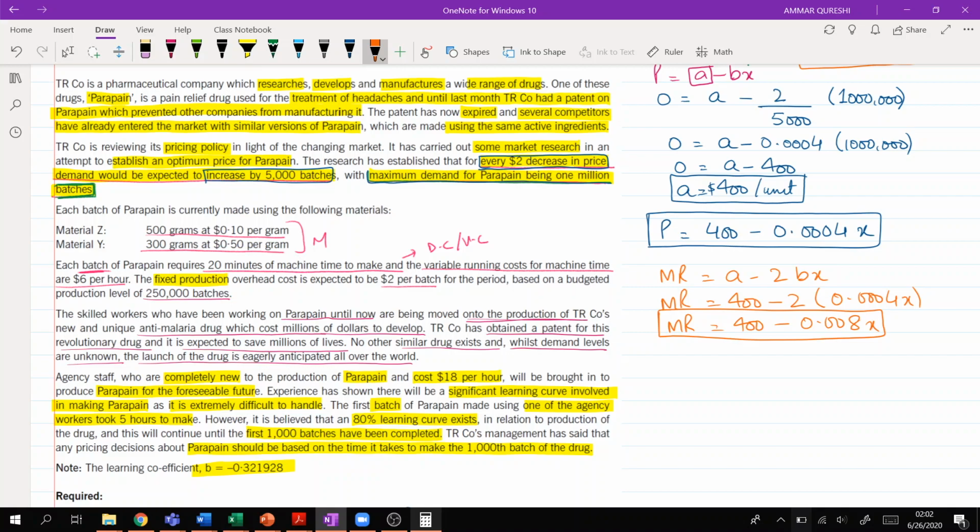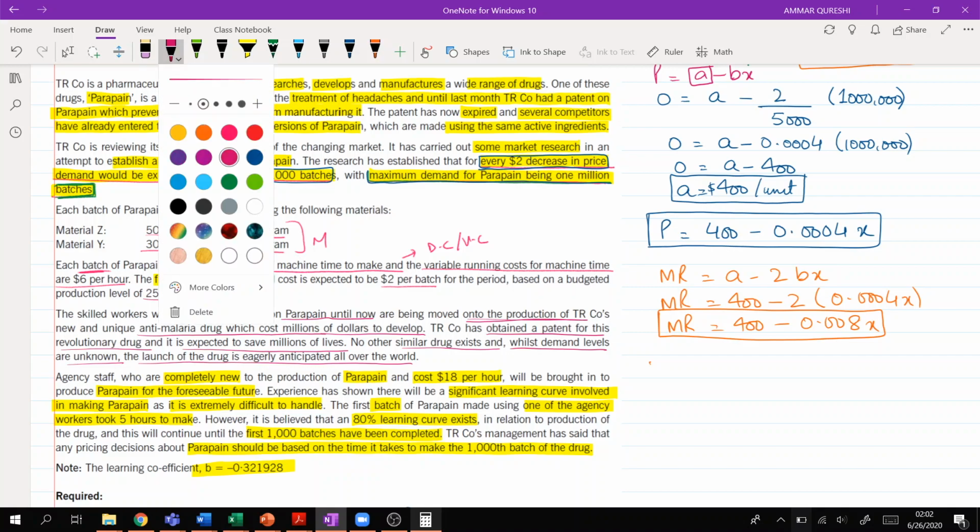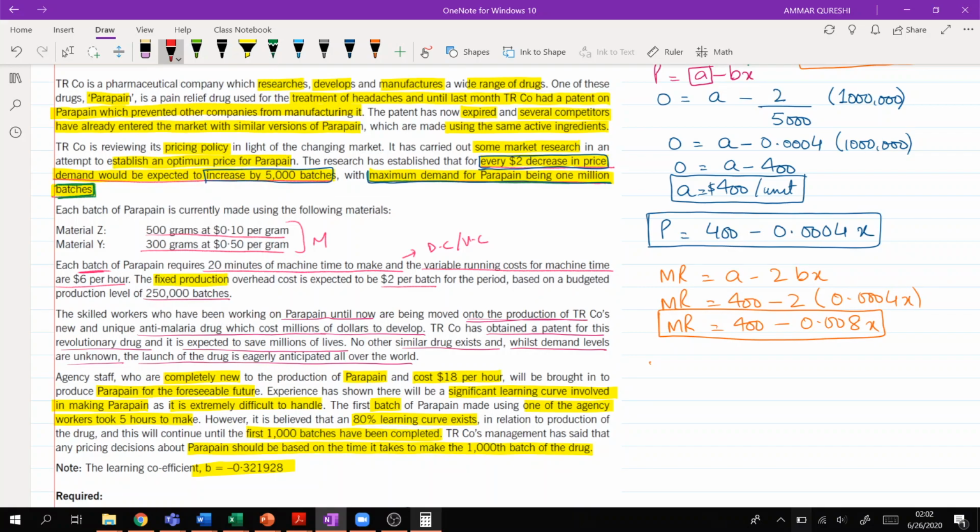Right, now we have to calculate marginal cost here. Why marginal cost? Because we have to equate marginal revenue and marginal cost, so definitely we have to calculate marginal cost here. Right, let's see what we can do here.